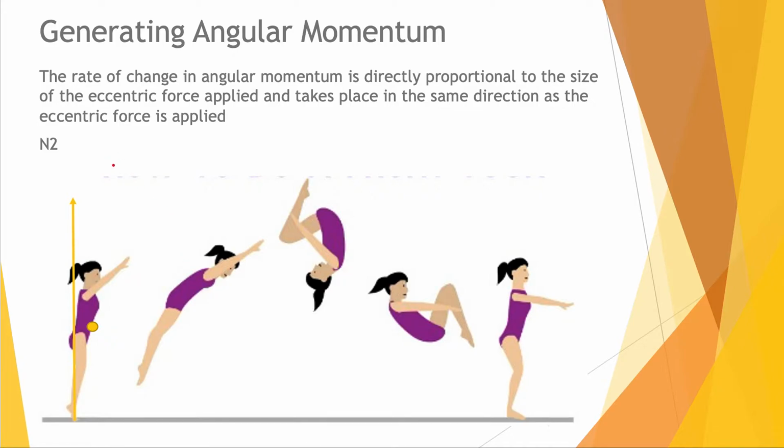So as revision, acceleration, N2, the rate of change in momentum of a body, or the acceleration of a body, is proportional to the force, the size of the force, and acts in the same direction as the force applied. And this is an example of the angular version of that. So the rate of change in angular momentum, rather than just momentum, is directly proportional to the size of the eccentric force, rather than the force applied, and takes place in the same direction as the eccentric force applied.